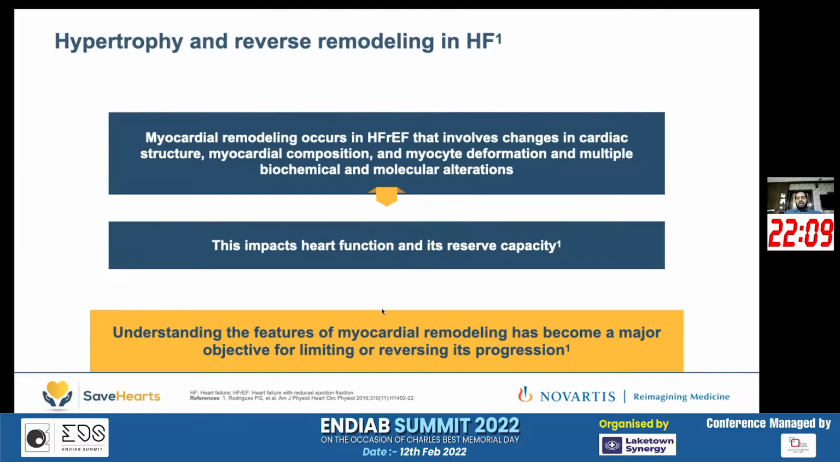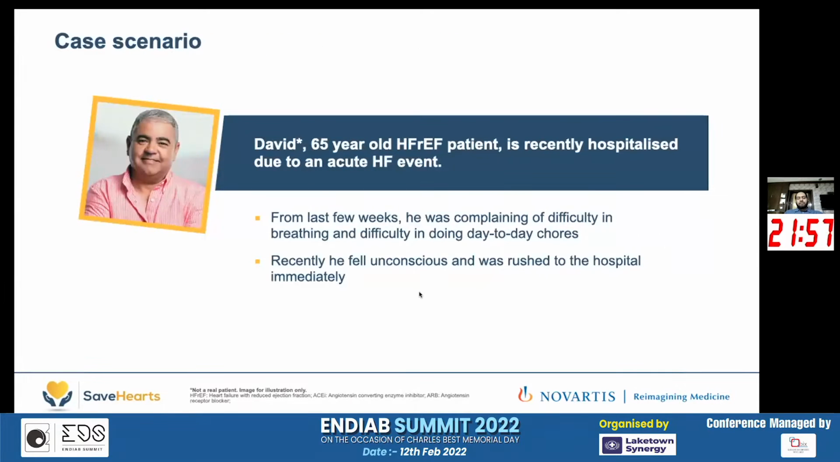So once we start understanding the pathophysiological changes of myocardial remodeling, we know that this could be a target for us to make sure that we can improve the prognosis of our patients with heart failure and help them to live a better quality of life. This is a case scenario of a gentleman, an elderly patient with heart failure reduced ejection fraction, who was recently hospitalized because of a heart failure event.